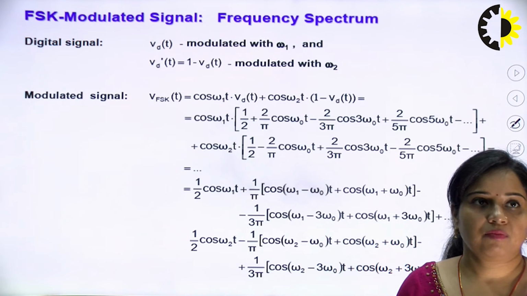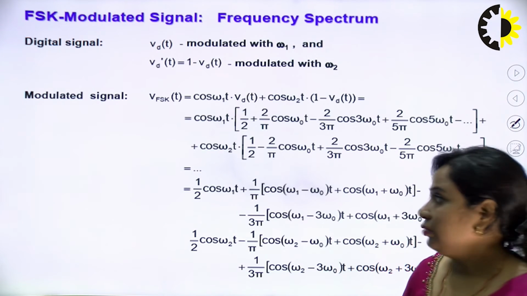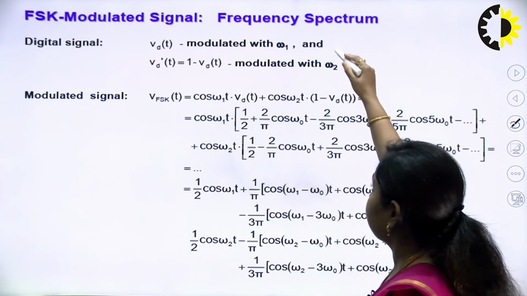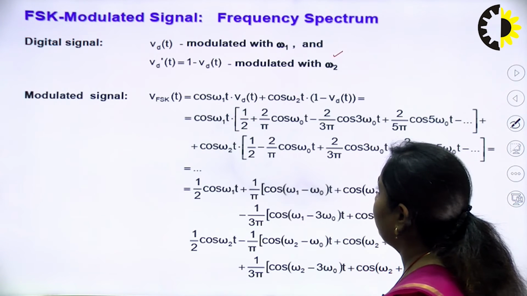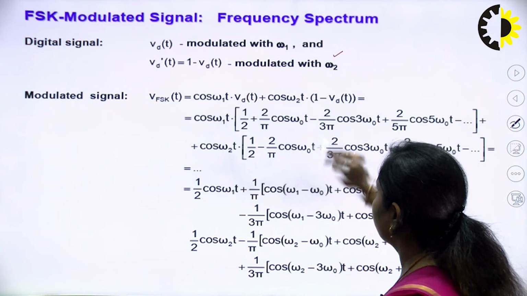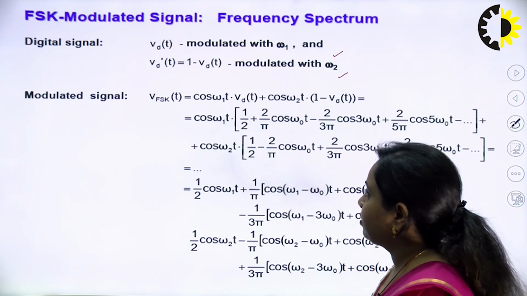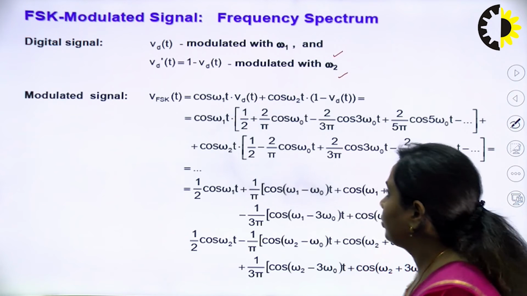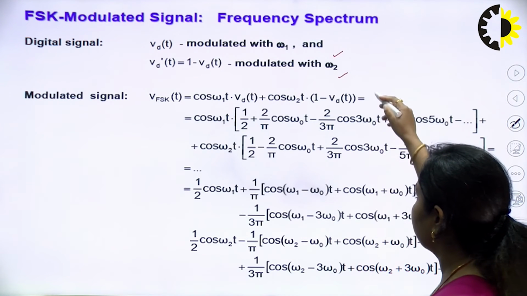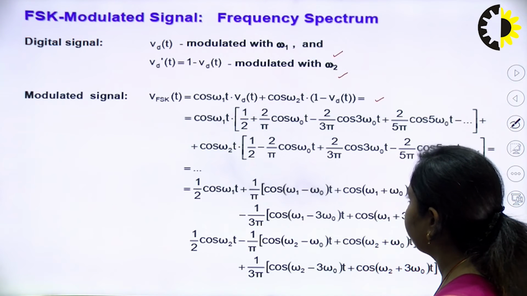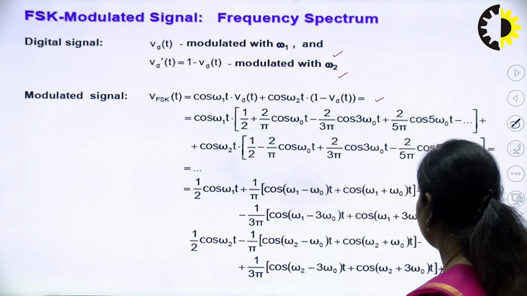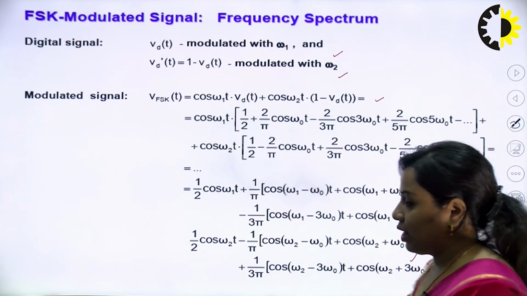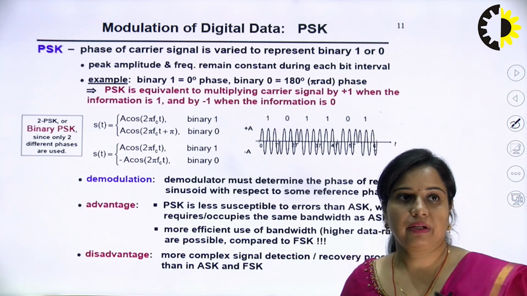Now next is the FSK modulated signal, that is, the frequency spectrum. So this is the digital signal. This digital signal is modulated with omega 1 and Vd dash t is modulated with omega 2. So the modulated signal will be FSK(t) = cos omega 1 t Vd(t) + cos omega 2 t (1 - Vd(t)). This is how you can simplify the equation, which has a larger number of sidebands, upper sidebands and lower sidebands.